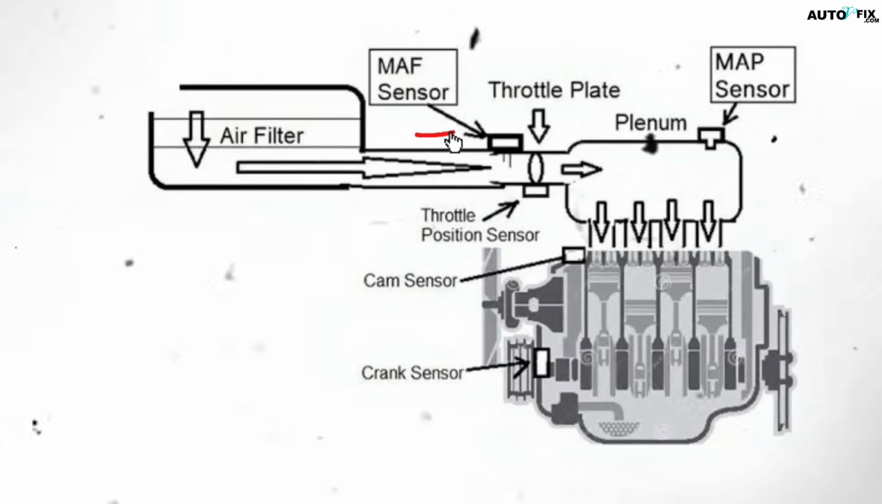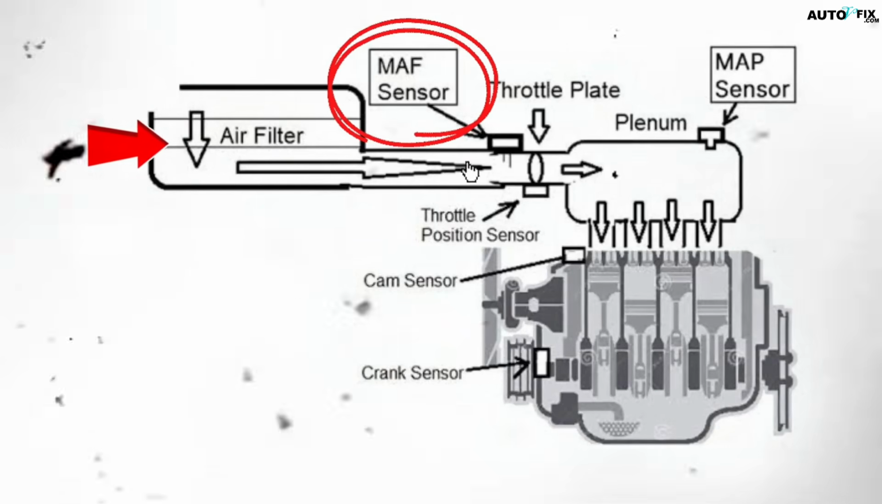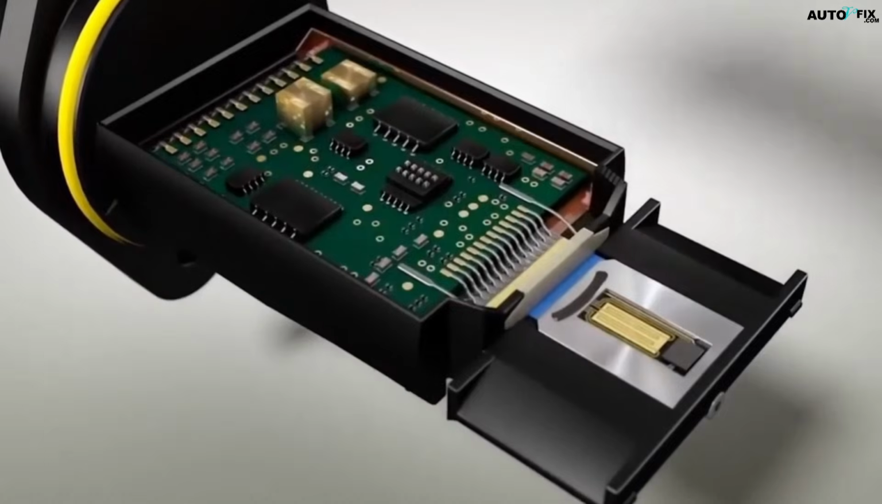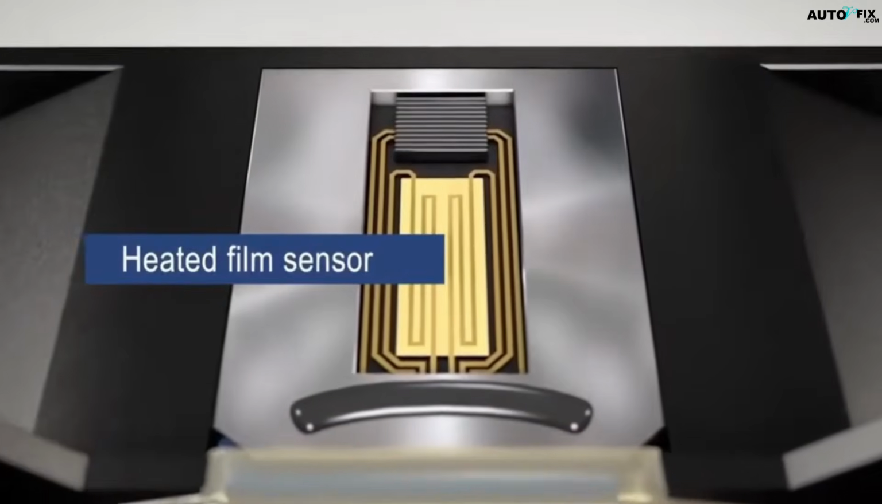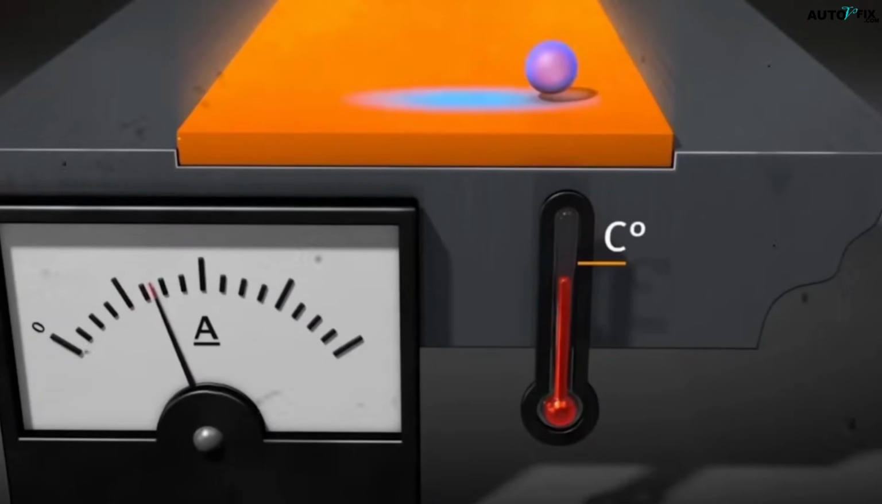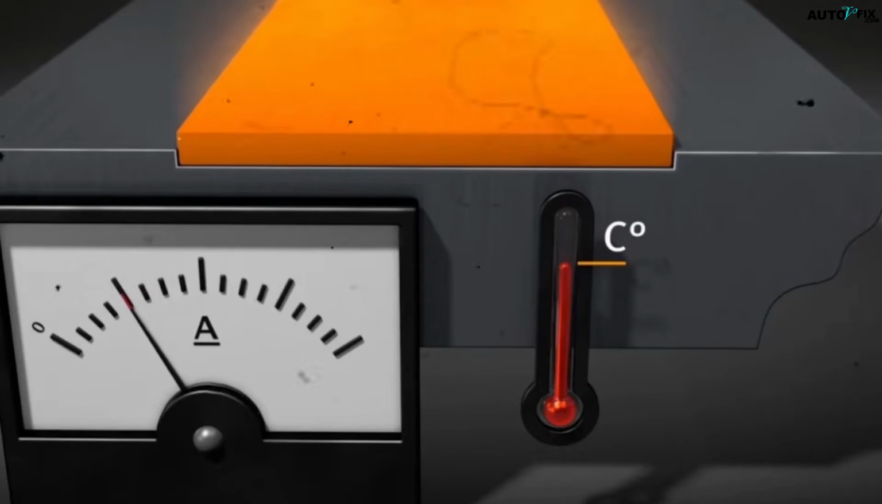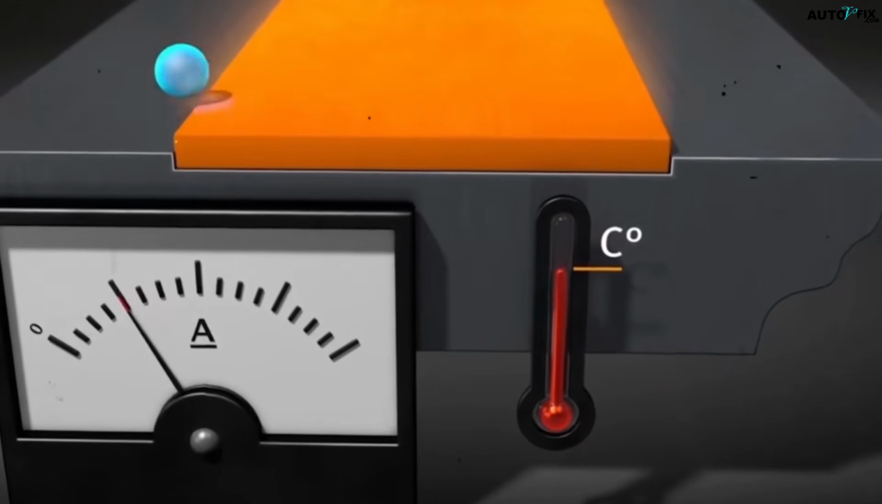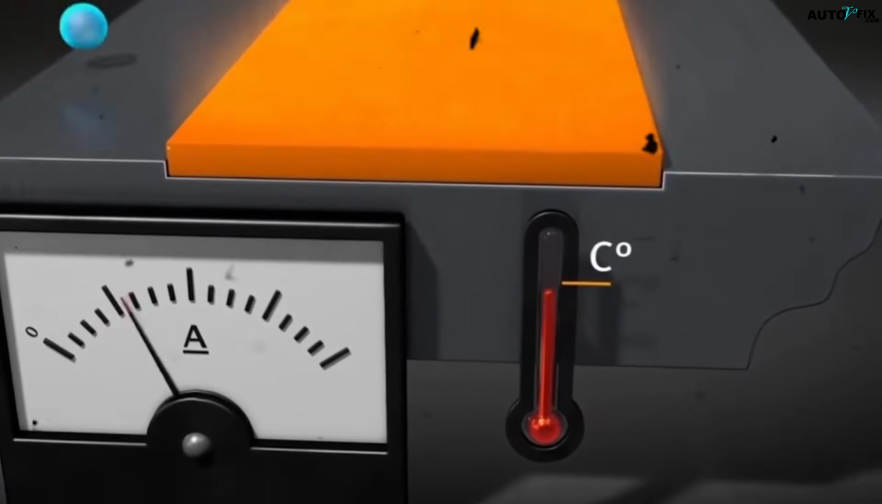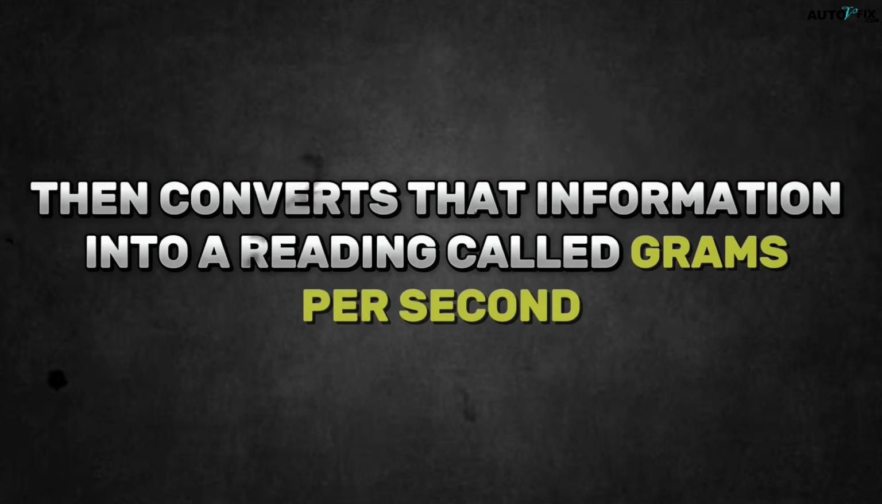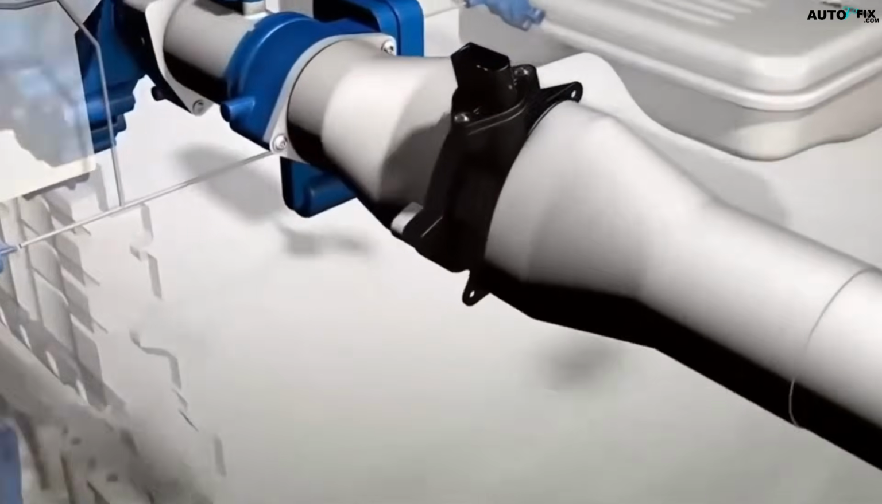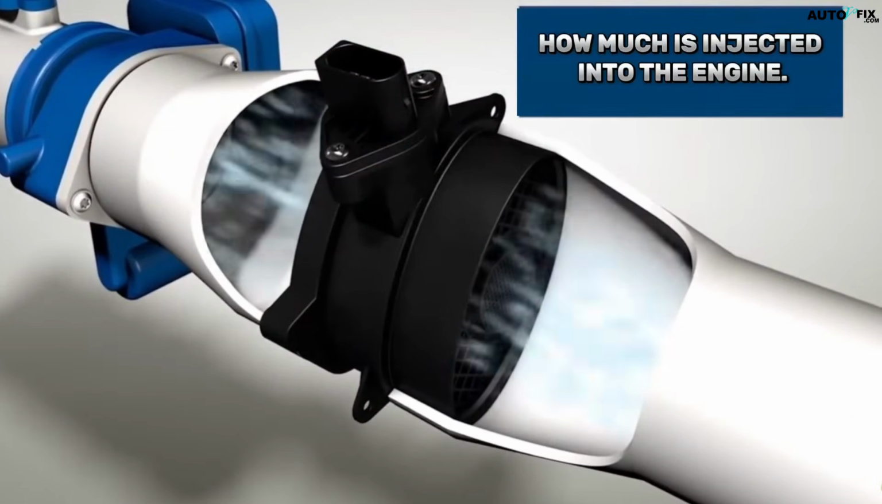The mass airflow sensor sits in the intake tube between the air filter and the throttle body. Inside the sensor is a tiny heated element. As air passes over it, the moving air cools the element down. The sensor measures how much electrical current is needed to keep that element at the correct temperature, then converts that information into a reading called grams per second. The engine computer relies on that number to determine how much fuel should be injected into the engine.